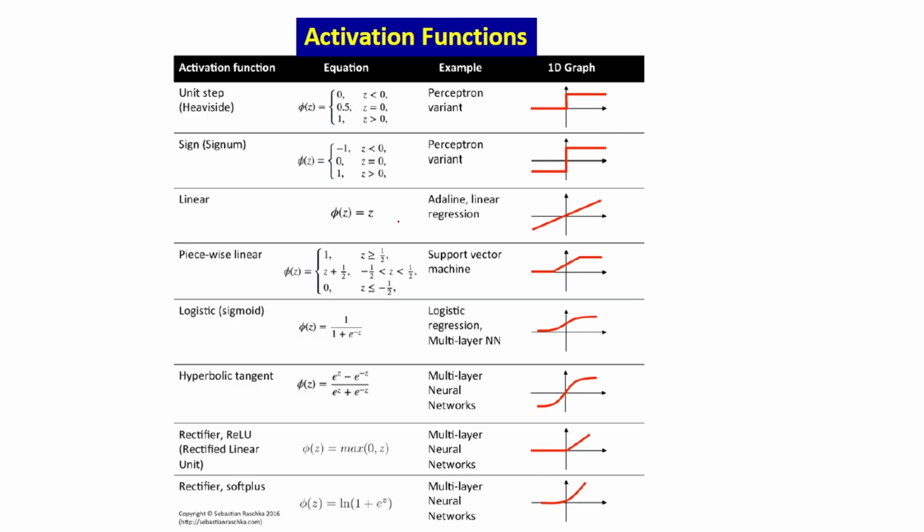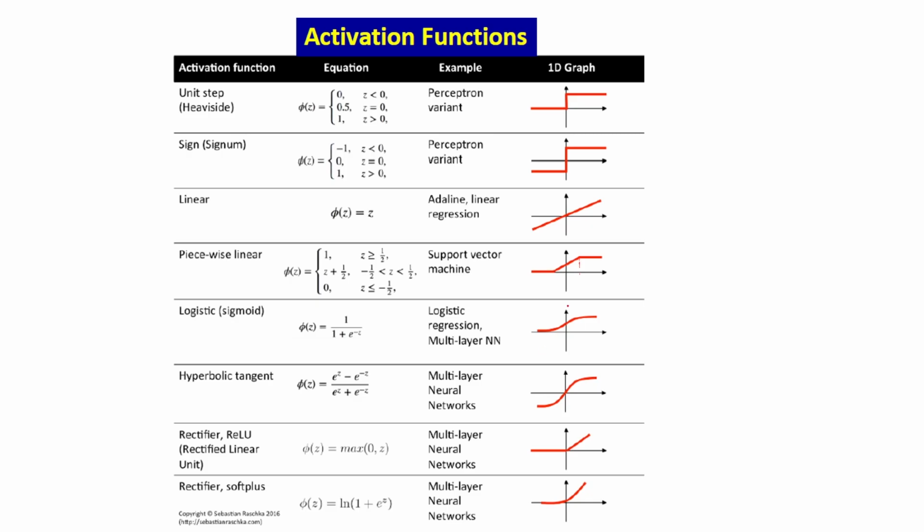The linear function is very easy. This is called the Adaline linear function. Then there is the piecewise linear function, which is not continuous. It is 1 when z is more than half, j plus half when it is between half and minus half, and 0 when it is less than minus half. Sigmoid I told you about already, and this is how it looks.